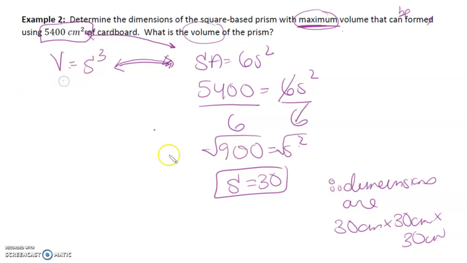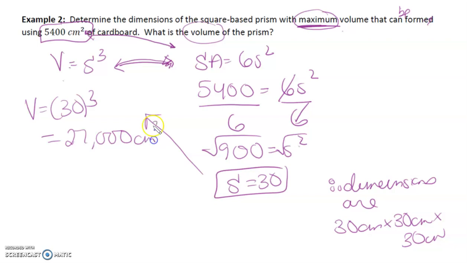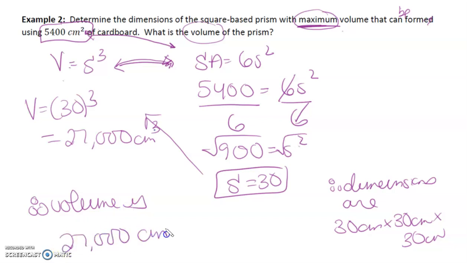Now, going backward, this is going to be our step 2. Our volume is going to be 30 cubed. When we put that into our calculator, we get 27,000 centimeters cubed. Therefore the volume is 27,000 centimeters cubed.